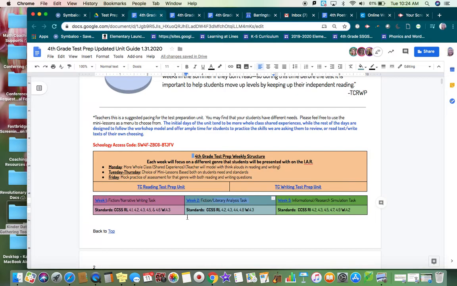And that's a task where students are reading multiple passages, and then they're taking one element, so maybe character traits or theme, and they're asked to compare and contrast that element between both passages and use text evidence to answer the question. So students will either be writing the narrative writing task or the literary analysis task.